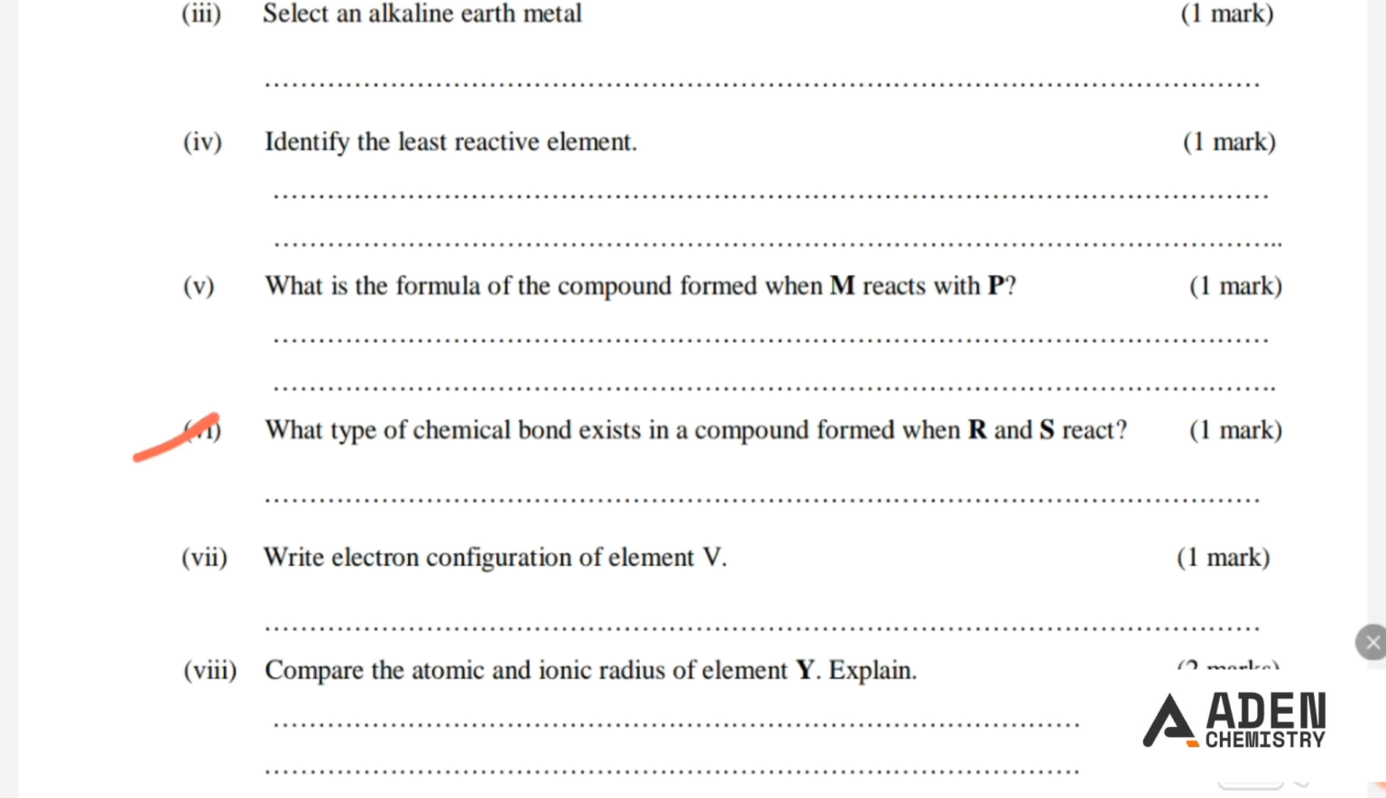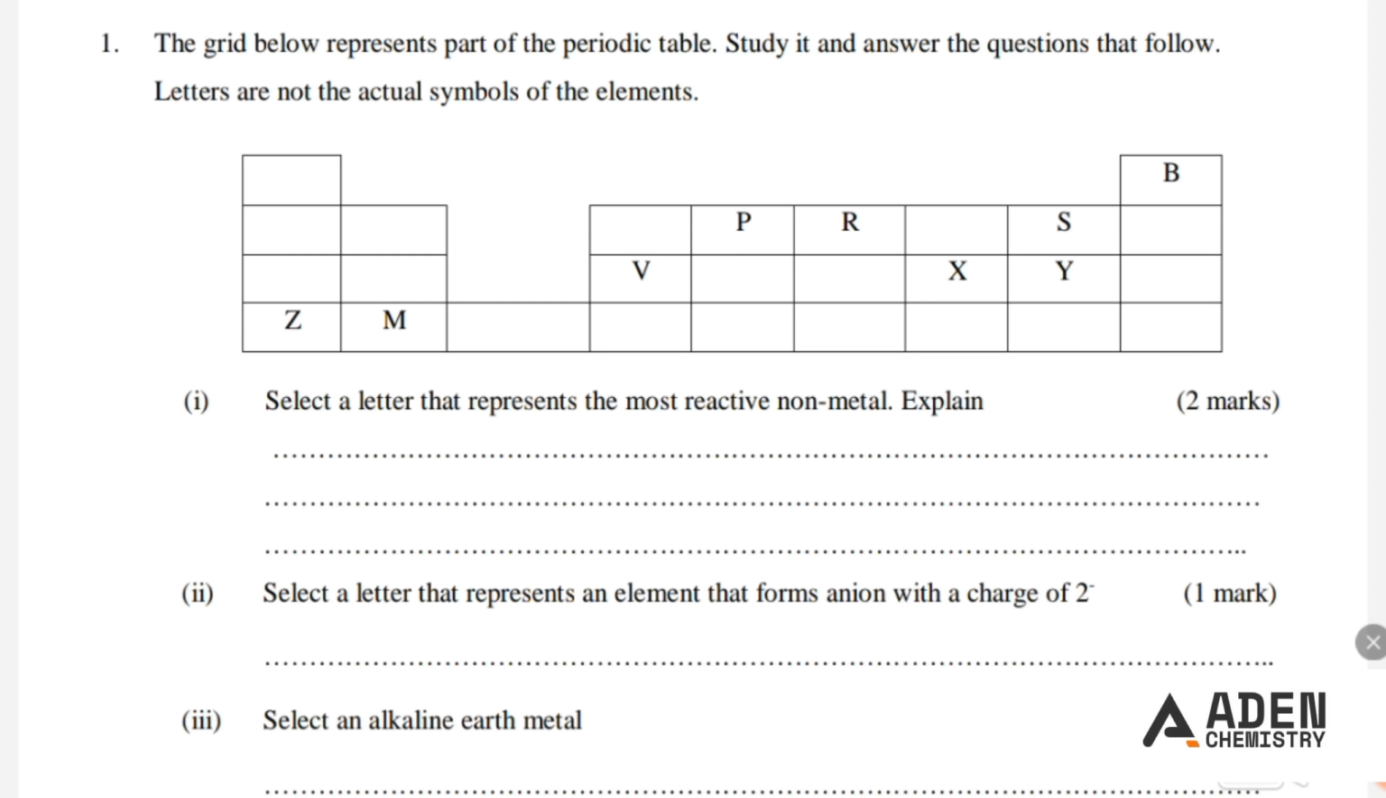So next, Roman 6, we are told: what type of chemical bond exists in a compound formed when R and S react? So what is R and what is S? Let's check. So here R is nitrogen, then S is fluorine. That means both nitrogen and fluorine are nonmetals. So the type of bond we are going to have there will be a covalent bond, because we said covalent bond exists when nonmetals react.